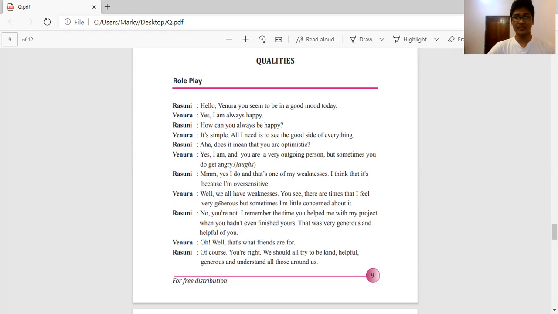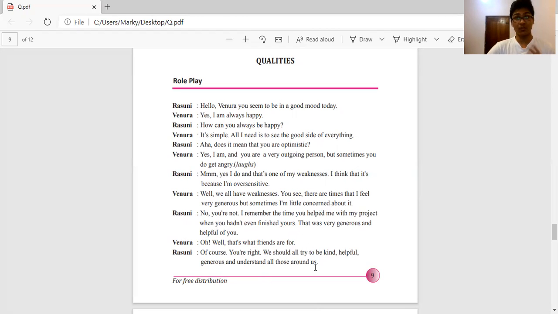You see, there are times that I feel very generous, but sometimes I'm a little concerned about it. Rasuni: No, you're not. I remember the time you helped me with my project when you hadn't even finished yours. That was very generous and helpful of you. Benura: Oh well, that's what friends are for. Rasuni: Of course you're right. We should all try to be kind, helpful, generous, and understand all those around us.